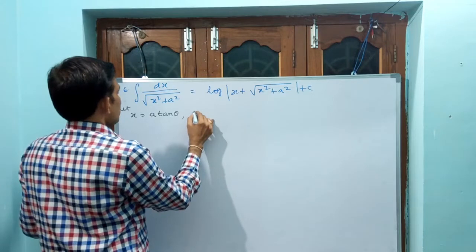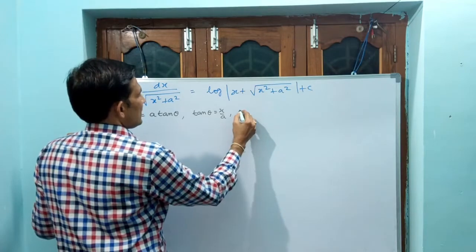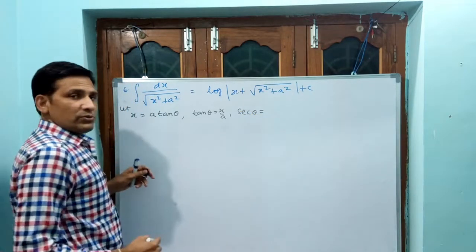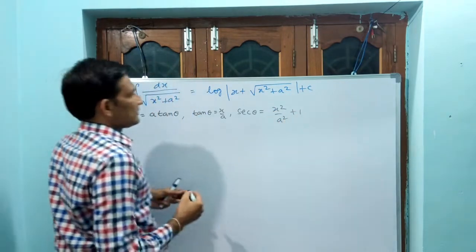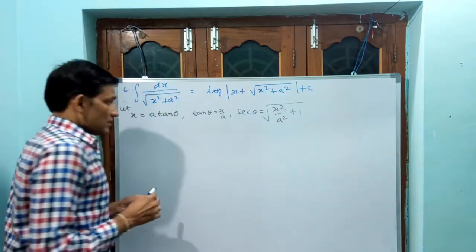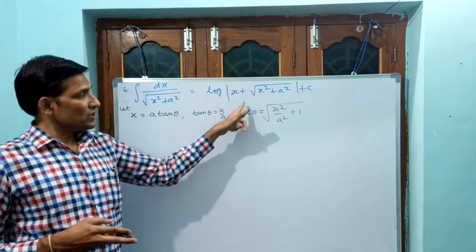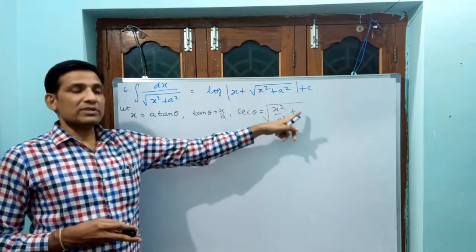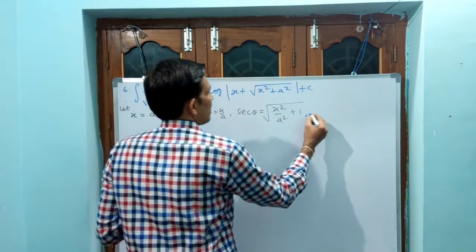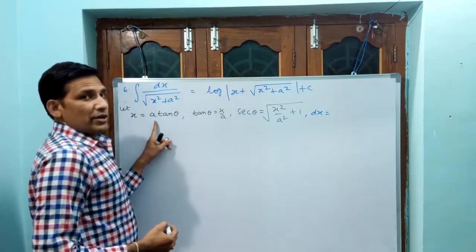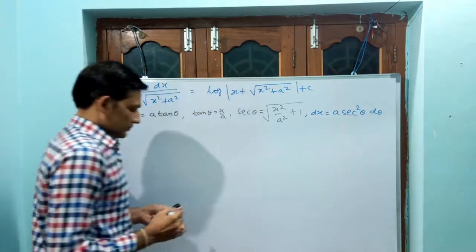Then tan theta is equal to x by a. Secant theta is equal to square root of x square by a square plus 1. Why? Because secant square theta is tan square theta plus 1, so secant theta is the square root of tan square theta plus 1. But you have to find dx also. Fine, let us find. dx is equal to a secant square theta d theta.